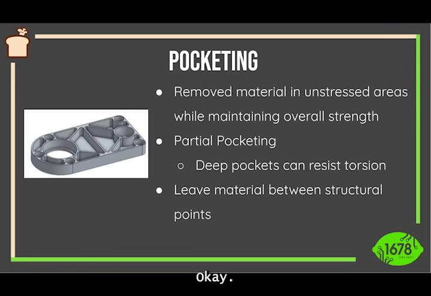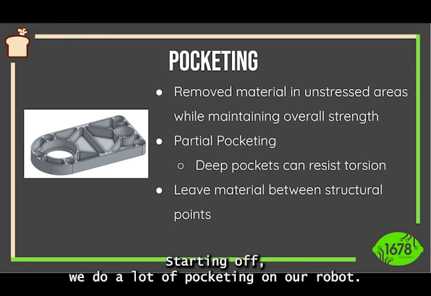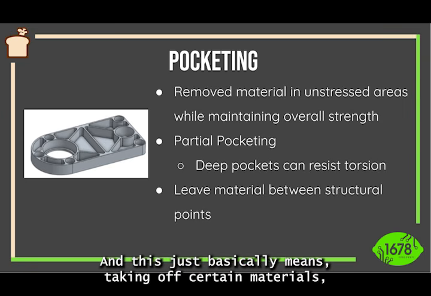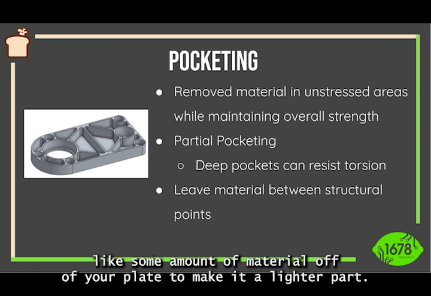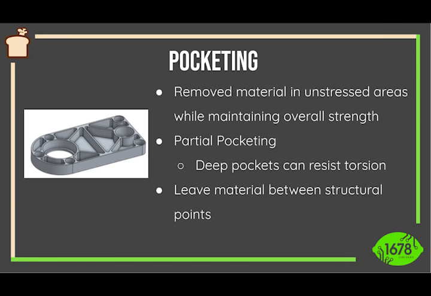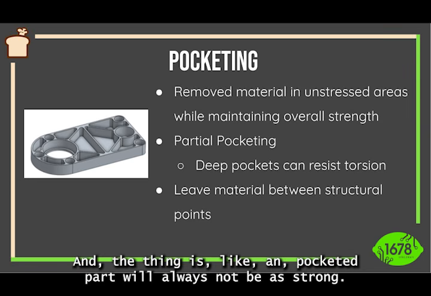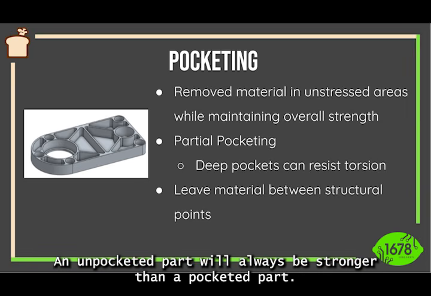Starting off, we do a lot of pocketing on our robot, and this basically means taking some amount of material off of your plate to make it a lighter part. And the thing is, an unpocketed part will always be stronger than a pocketed part.